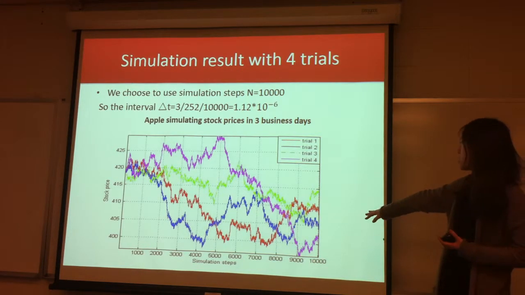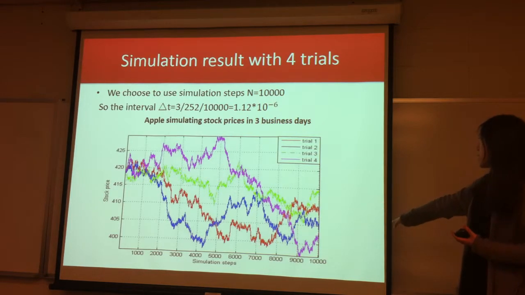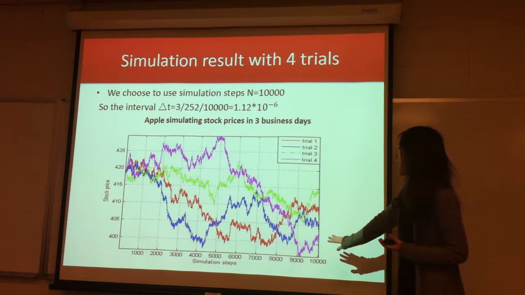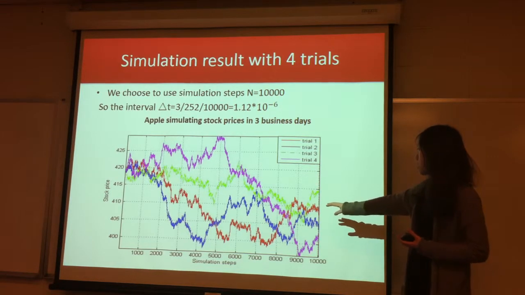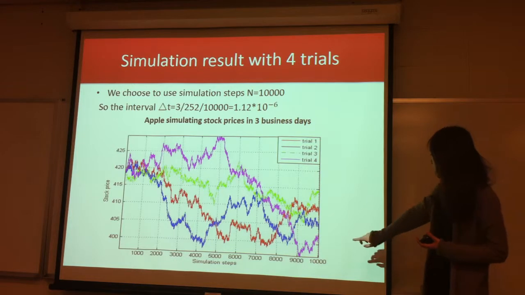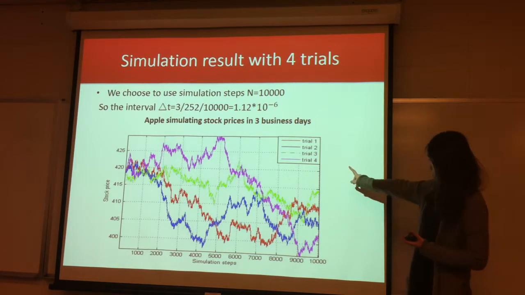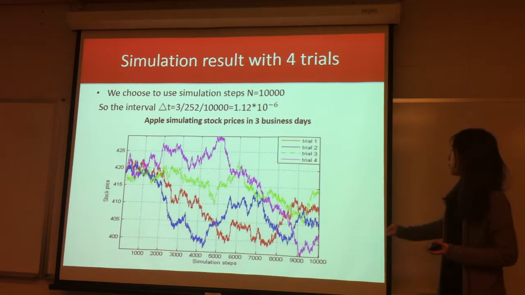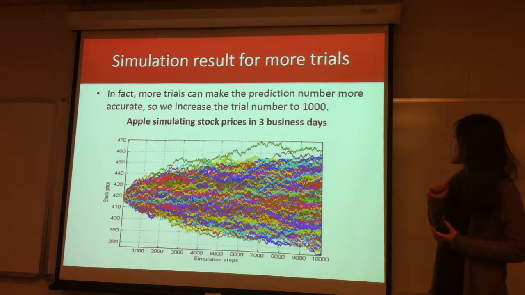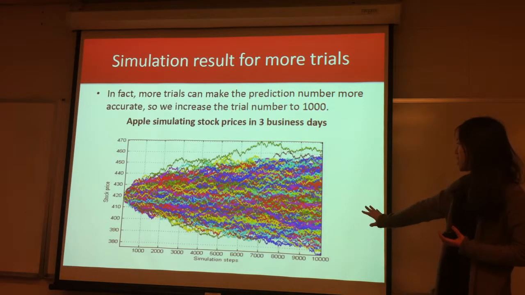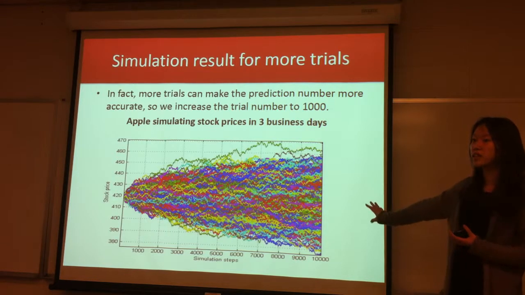And this is our simulation result about Apple in the next 3 business days. From this chart, we can see that we use 4 trials, and the results are different in the process. They fluctuate in different directions, but you can notice that at the end, the downside and upside are really the same. Next, we will try more trials, because as we know, if the number of trials is larger, our result will be more accurate. So we increase our trial number to 1,000. And this is our result chart.